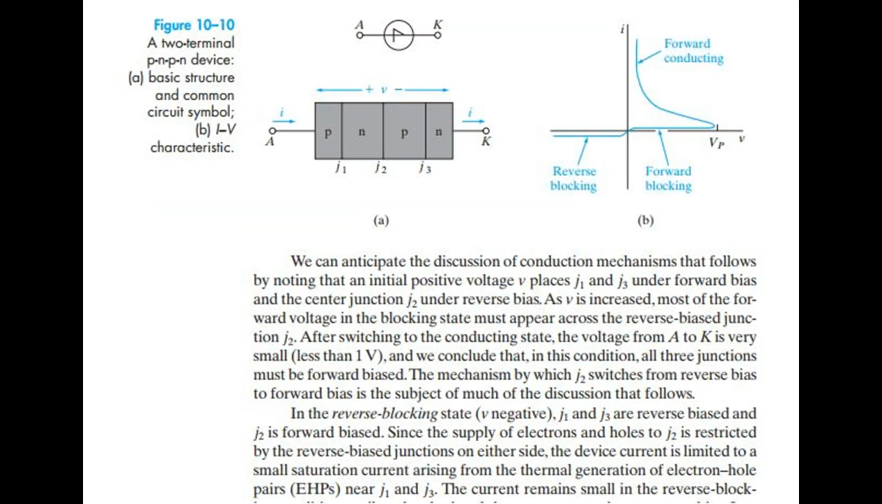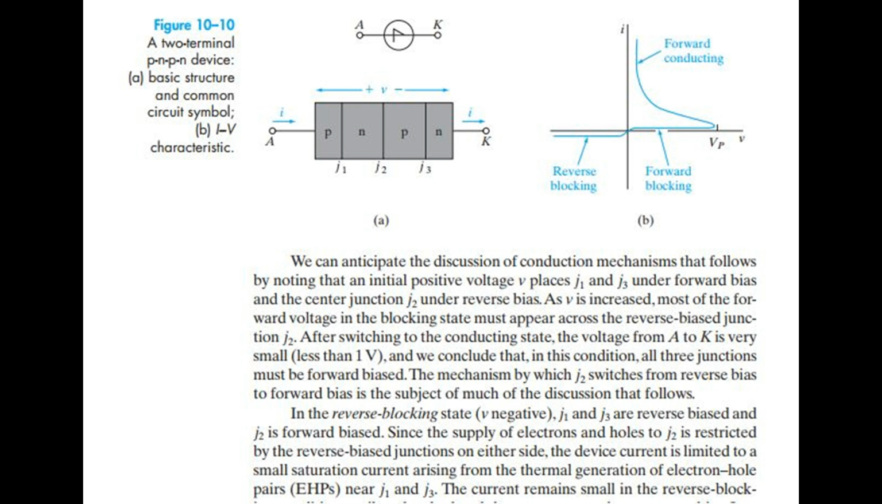Figure 10.10: A two-terminal PNPN device. A. Basic structure and common circuit symbol. B. Current voltage characteristic. We can anticipate the discussion of conduction mechanisms that follows by noting that an initial positive voltage V places J1 and J3 under forward bias and the center junction J2 under reverse bias. As V is increased, most of the forward voltage in the blocking state must appear across the reverse biased junction J2. After switching to the conducting state, the voltage from A to K is very small, less than 1 V, and we conclude that, in this condition, all three junctions must be forward biased.